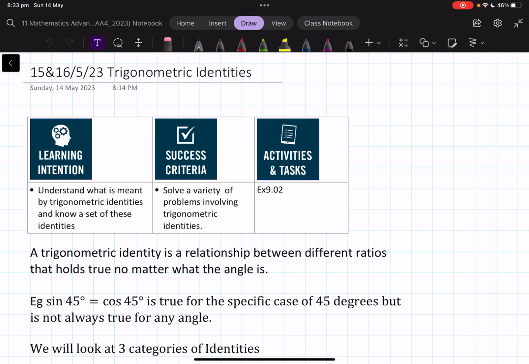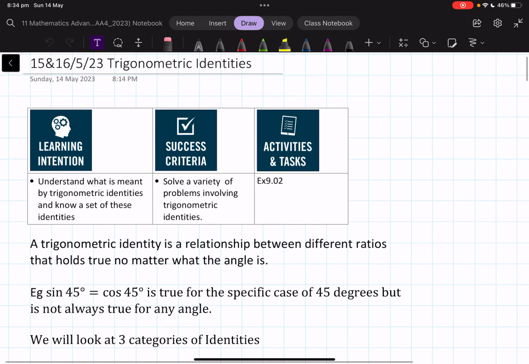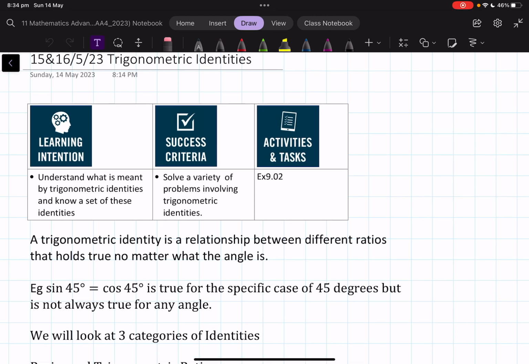Now, in mathematics, this idea of identity is a relationship that holds no matter what the angle or the pronumeral value might be. So it's a stronger idea than an equation. It's this idea that it's always true. As an example, a thing that's not an identity is that sine 45 is equal to cos 45. That's true, but you see how it has to be for a specific value of theta, for an angle. But it's not always true for any angle. Sine and cos are not equal to each other all the time. But there are identities which are always true, that have relationships between two trigonometric ratios.